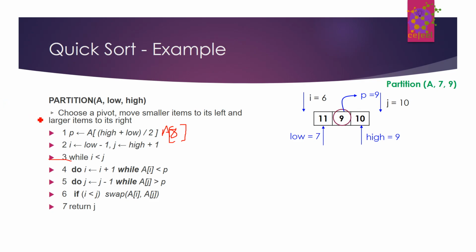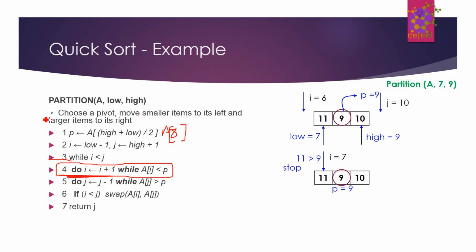Then we start the loop in step 3. i is less than j, definitely, because 6 is less than 10, so we start by finding an element on the left side, using i, such that the element is larger than the pivot. So we keep incrementing i, it will become 7 from 6, and 11 will now be compared with 9. Definitely 11 is greater than 9. The element is out of order, which means we'll stop here. So this is a perfect candidate for swap.